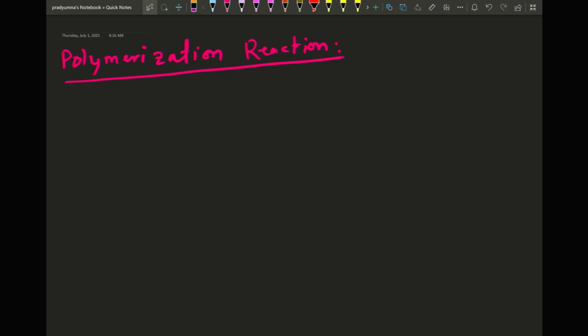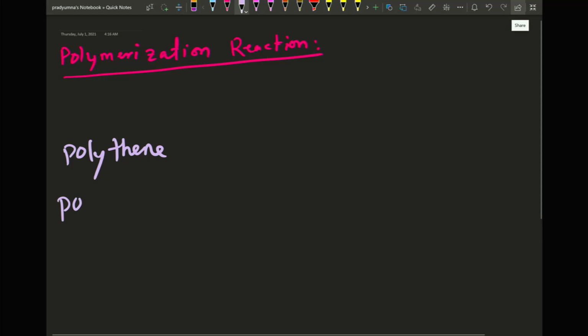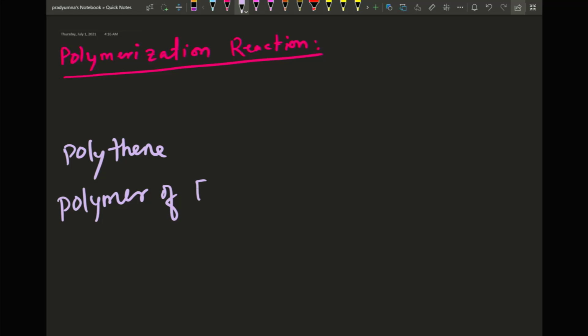So what is it? It is a polymer of some alkene. So what is the alkene? I'm going to start here. The first one is the polythene. That's the nickname, but actually it's a polymer of ethene. So it's a polymer of ethene.